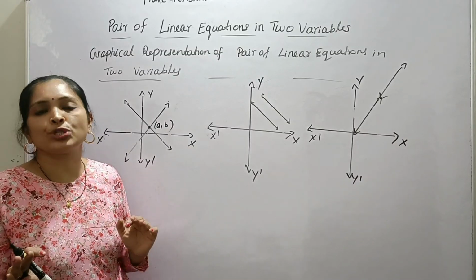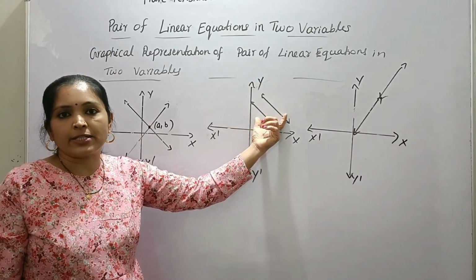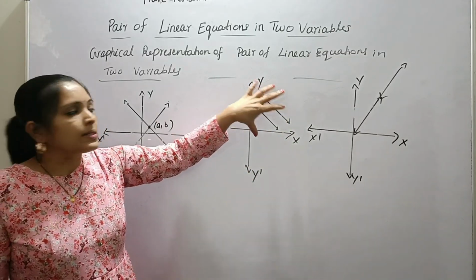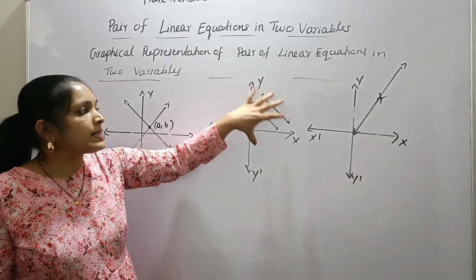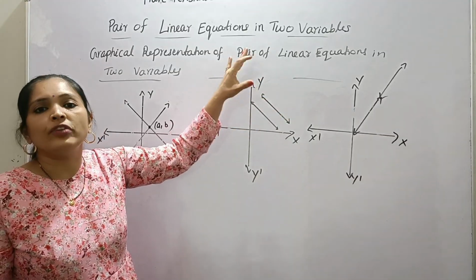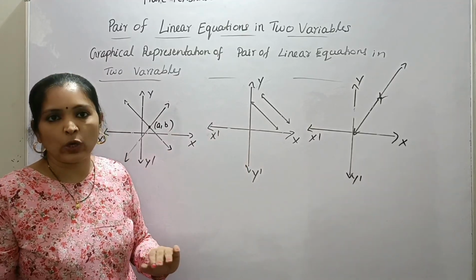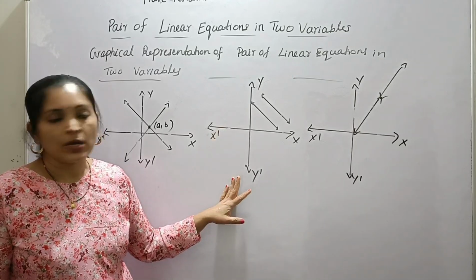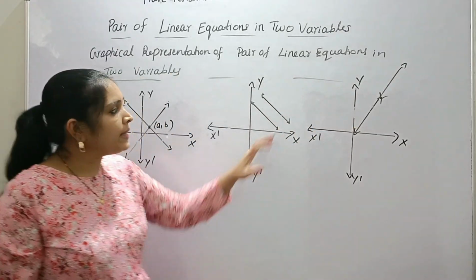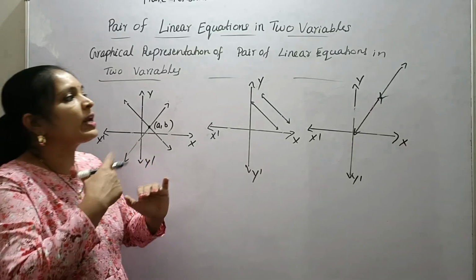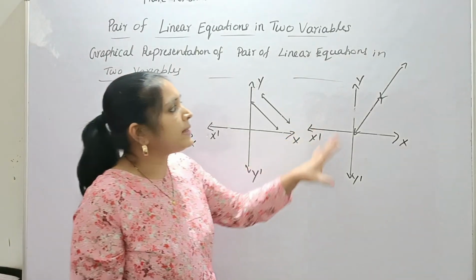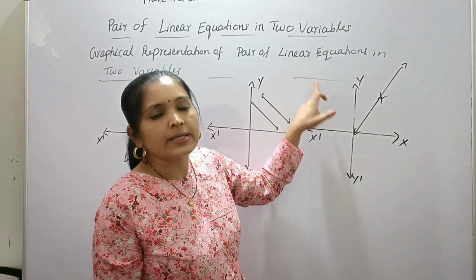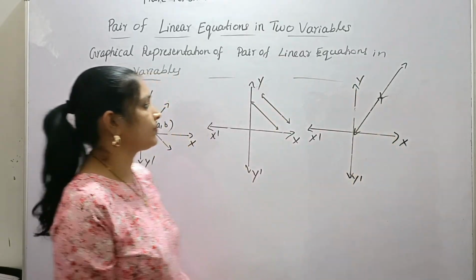That means there is no solution because they do not intersect. They don't intersect each other. So in this graph we can say this pair of linear equations has no solutions. Such linear equations are called inconsistent linear equations. And the third case: if the lines overlap each other, then we can say there are many solutions. That is, the linear equations have many solutions.